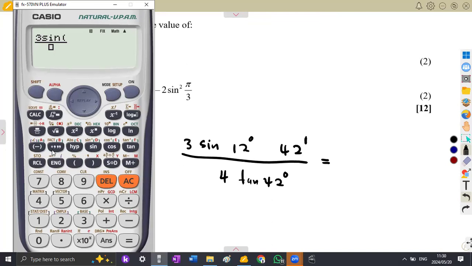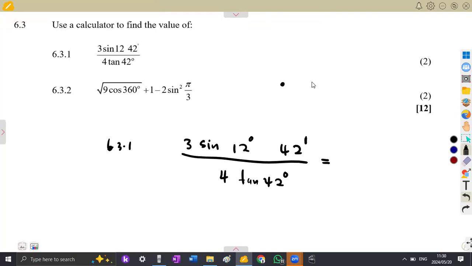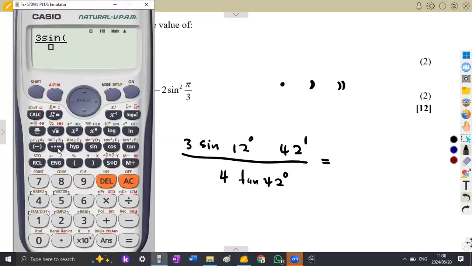So if you check on your calculator, there is this button just after the minus here. There is a degree. The first dot that you're seeing is the degree. This one is the minute. Then the other two is for the seconds. So on the calculator there's degree, minute, seconds.